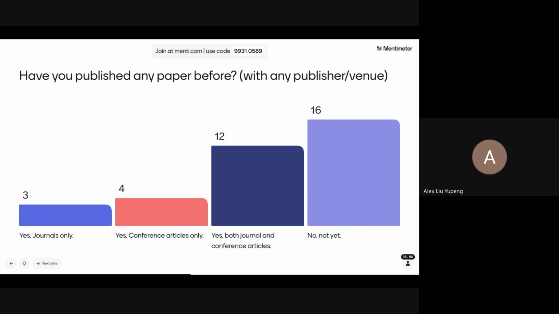As we can see, some of us have published both journal and conference papers, some have not published yet, and some have published with either a journal or a conference. For those who have published both, I'm sure you are familiar with the differences. Generally, a conference paper tends to be shorter. It's okay if a conference paper does not have the final findings, but for journals, you need to provide the final findings.